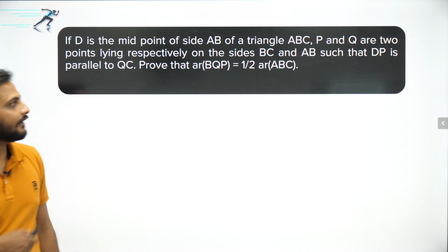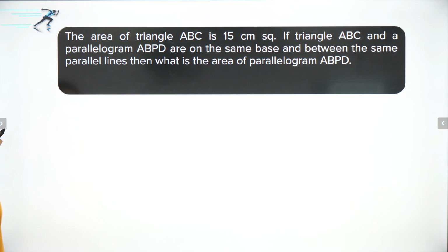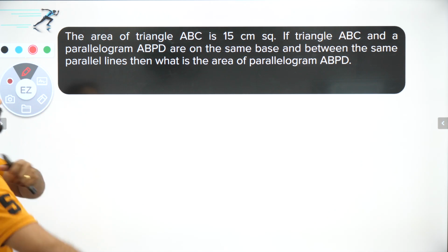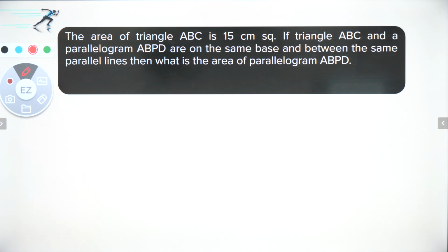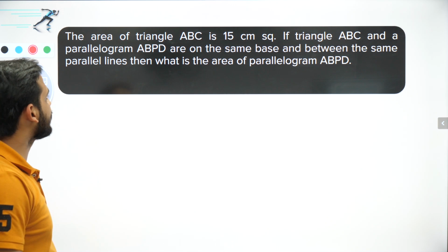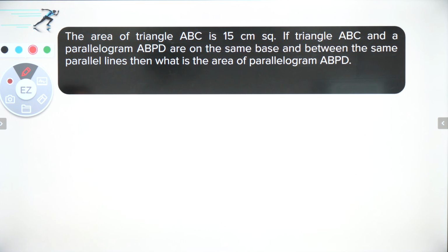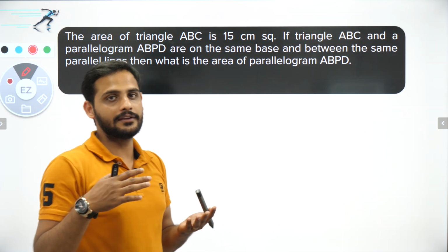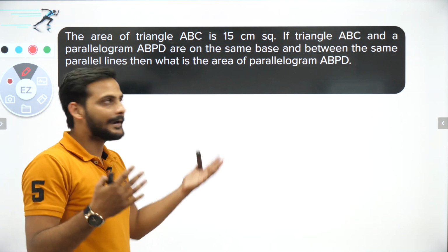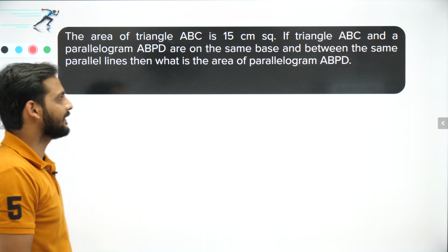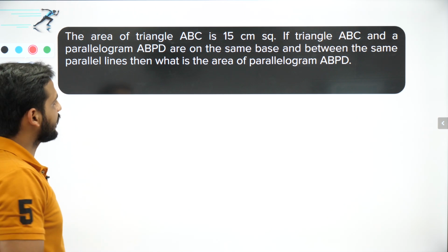The next question we have is this. The area of a triangle ABC is 15 centimeters square. If triangle ABC and the parallelogram APBD are on the same base and between the same parallel lines, then what is the area of the parallelogram ABBD? If they are on the same base and between the same parallel lines, the area of the parallelogram will be double of the triangle. So 15 into 2, which means 30 centimeters square. Very easy. Let's move to the next question.